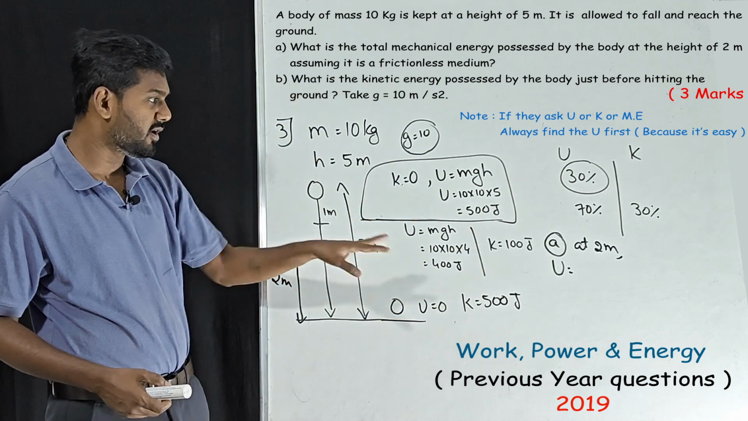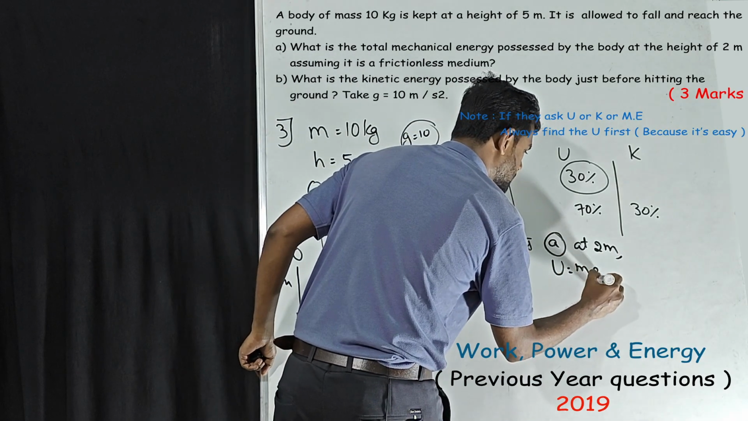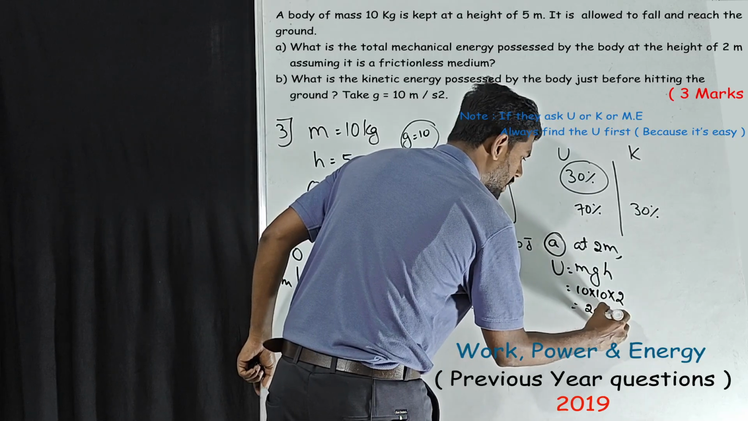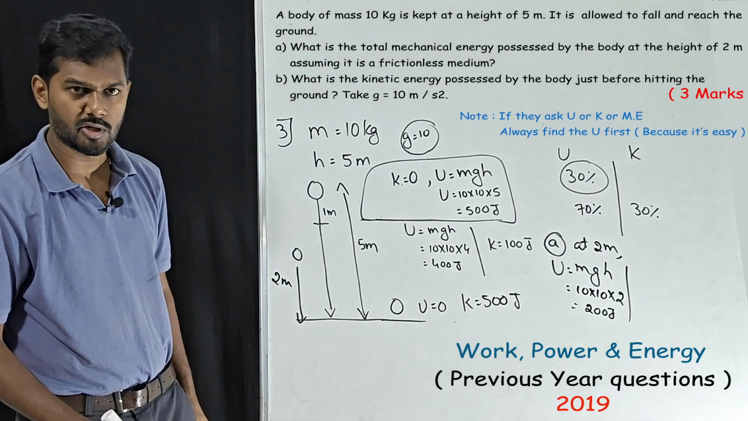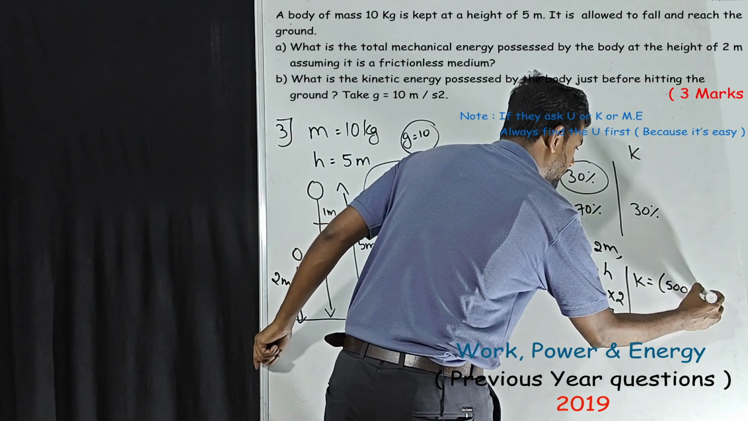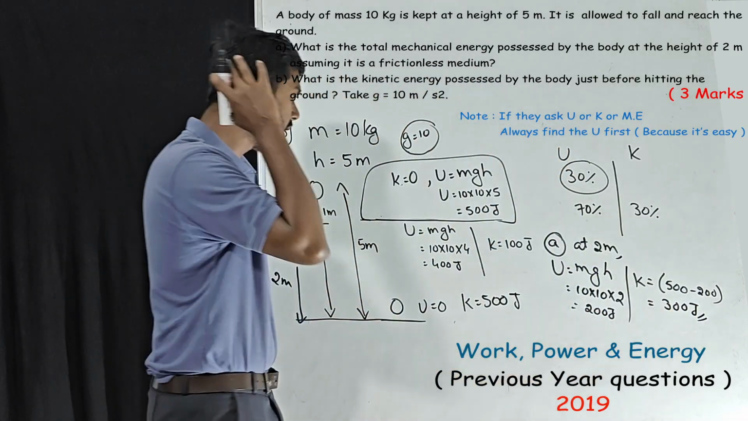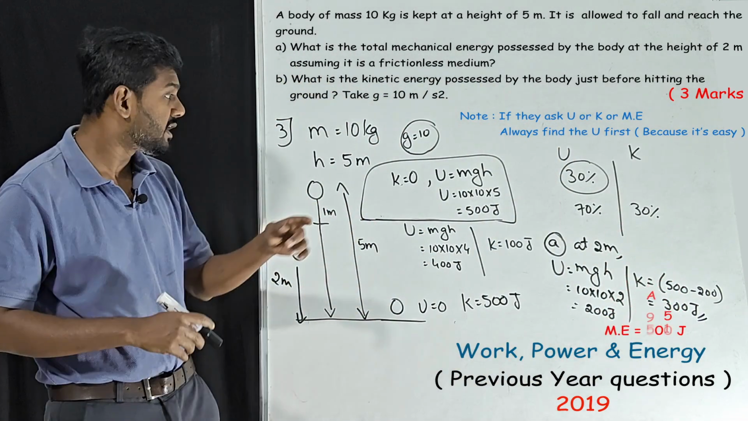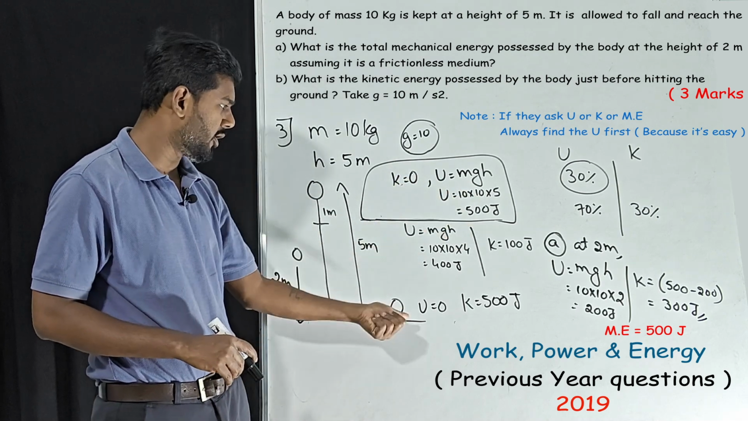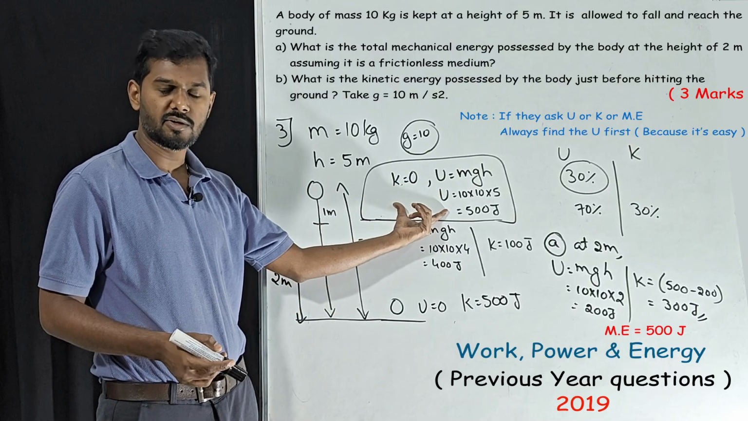Now we are going to calculate it for 2 meter. That means the remaining height is 2 meter. Here mgh: what is m? 10, g is 10, height is 2, so it is 200 joules. If potential energy is 200 joules, kinetic energy will be 500 minus 200, that is 300 joules. Initial value, the complete mechanical energy K plus U, is 500. At every point K plus U remains the same.